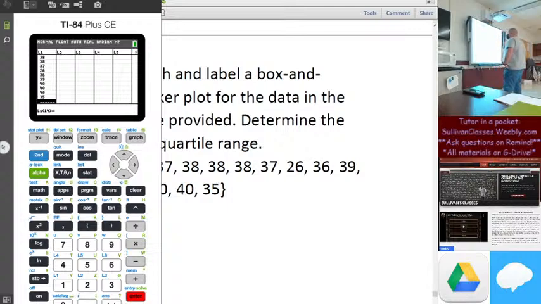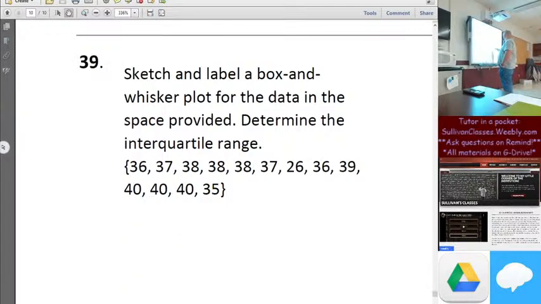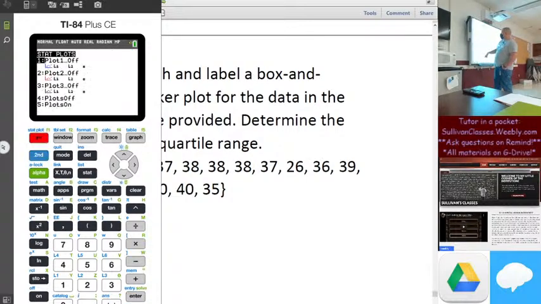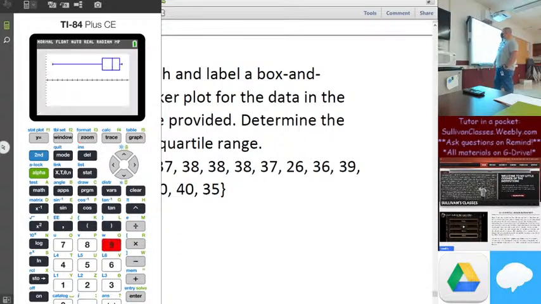Oh, did I do too many? Is it actually 13 points? 1, 2, 3, 4, 5, 6, 7, 8, 9, 10, 11, 12, 13. Okay. So we got all our data points. If I want to sketch my box and whisker plot, we did this back in Algebra 1. We did this back in middle school. Just go to second y equals, turn your stat plot on, do that. And now zoom into my statistics.